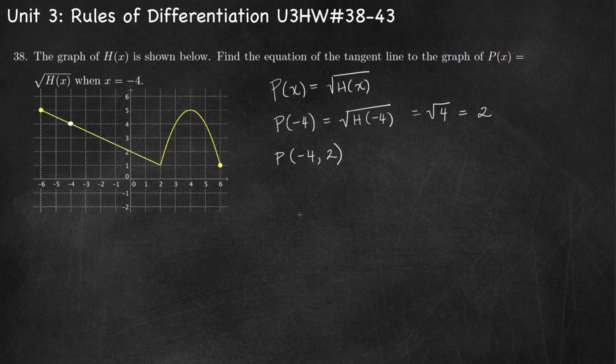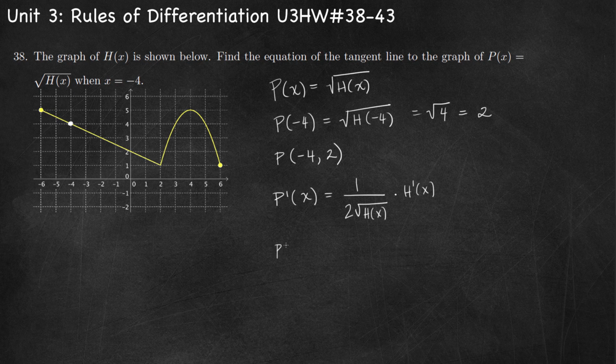Now to find the slope of my tangent line, I find p prime of x and then p prime of negative 4. So if p of x is the square root of h of x, I'm going to think of that as the square root of stuff. Then my derivative is 1 over 2 square root stuff times the derivative of the stuff. So 1 over 2 times the square root of h times h prime.